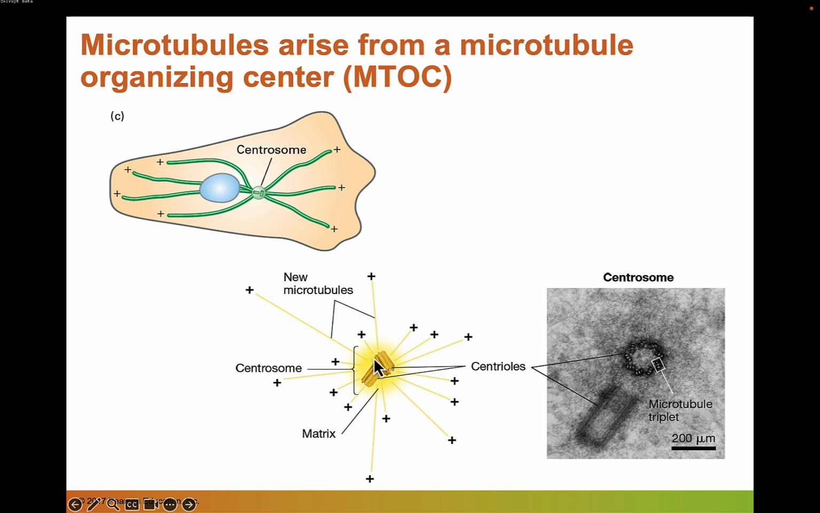organization. Okay, so there's this centrosome, and then there's this amorphous material in the matrix that has proteins that can help polymerization occur. And then we have growth, where it goes from the minus end to the plus end and continues to grow at the plus end.